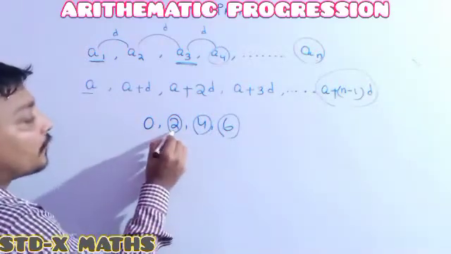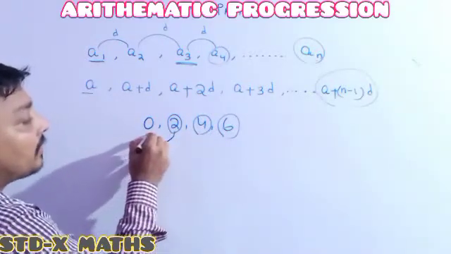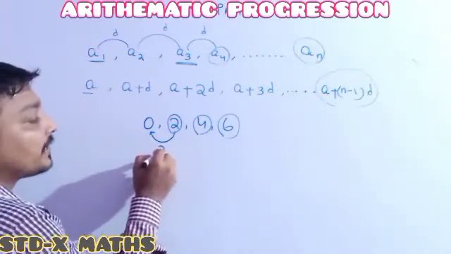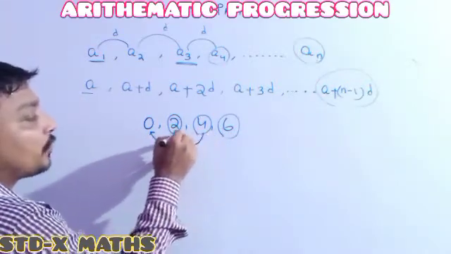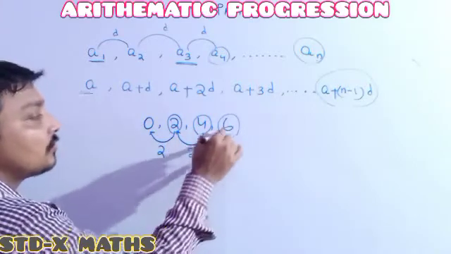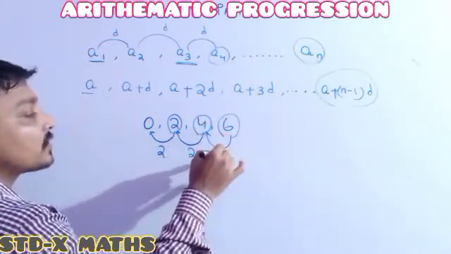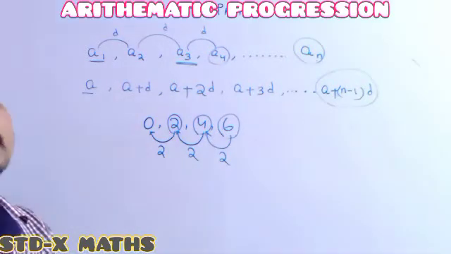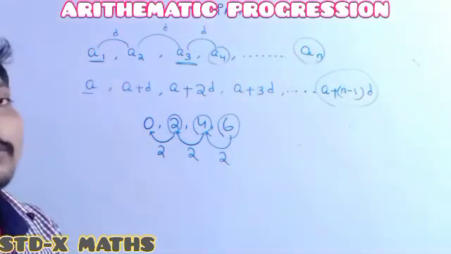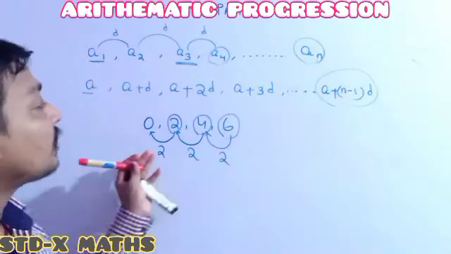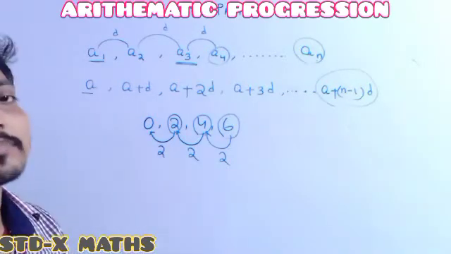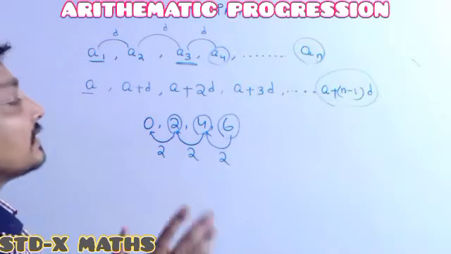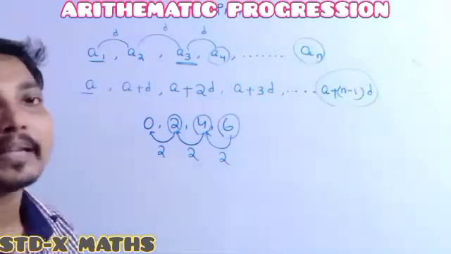Always remember, from one term, whenever you are subtracting the previous term: 2 minus 0, here it is 2. Here, 4 minus the previous term, it is 2. 6 minus 4, it will also be 2. Whenever you are getting the common difference the same for all the consecutive terms, then you can easily say that yes, this sequence is in AP.